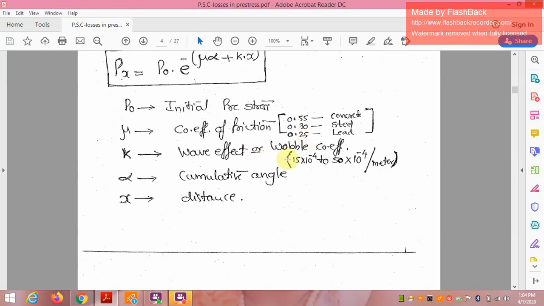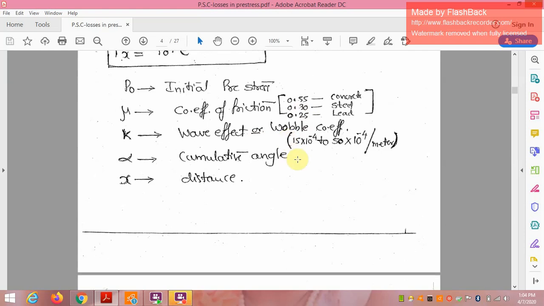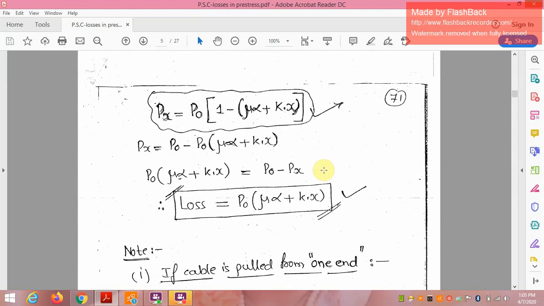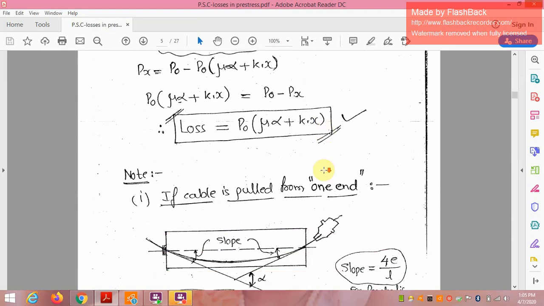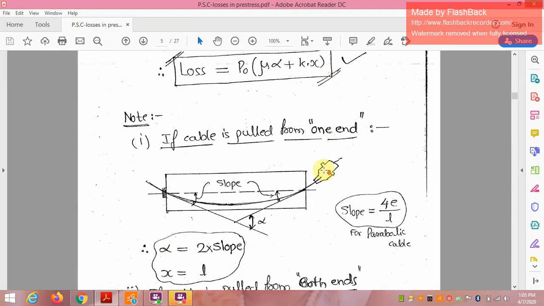The wave or wobble effect is given by 15 into 10 raised to minus 4 per meter for pre-tension and post-tension members. Therefore, lastly, Px is equal to P naught into 1 minus mu into alpha plus k into x. Therefore, finally, the loss is given by P naught into mu into alpha plus k into x.